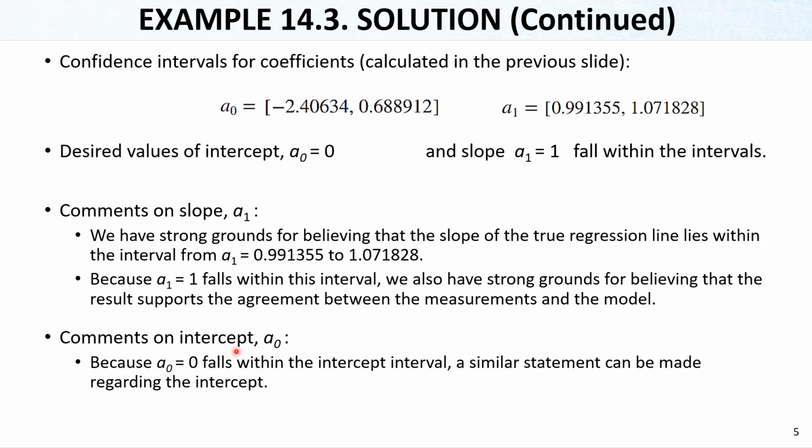Let's comment on the intercept A0, which has the same statements. Because A0 equals 0 is in between these, we have strong grounds for believing that the results support the agreement between the measurements and model for A0 as well. So you can make these conclusions based on these confidence intervals.